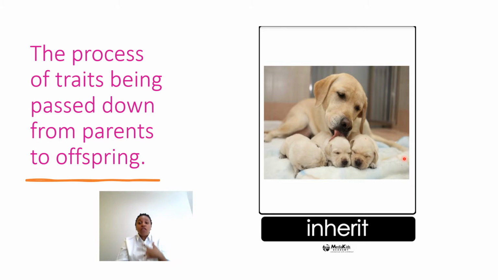Now, these are the vocabularies. Now, try and remember. I know it's a lot, but here we go. So, the first word is inherit. Inherit. So, I want you to repeat after me. Inherit. Okay. Inherit is the process of traits being passed down from parents to offspring.